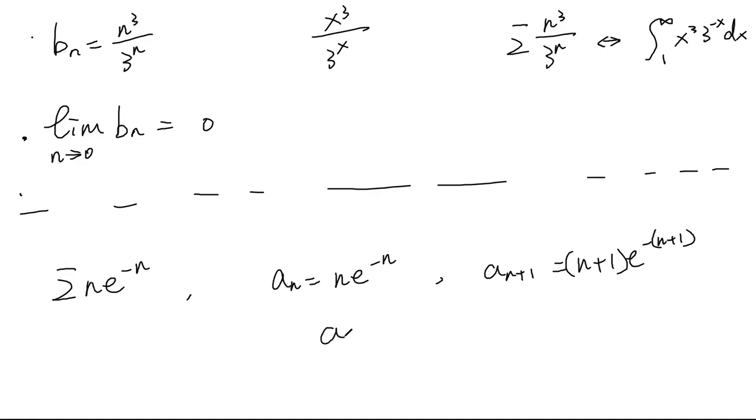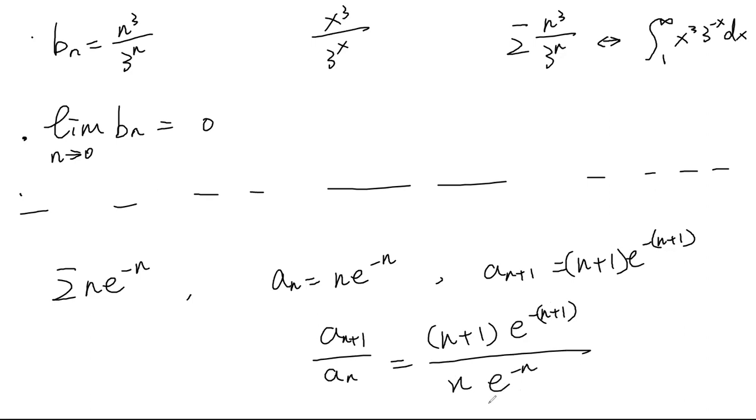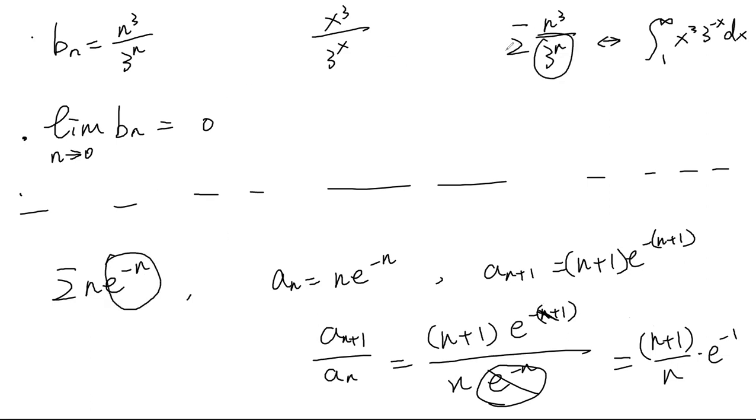And when you compute the ratio, a_{n+1} divided by a_n, e to the negative (n plus 1) divided by n times e to the negative n, you will see that this e to the negative n can be cancelled. And it can simplify this expression a lot. Like this, (n plus 1) divided by n times e to the negative n. So if in the future you see a power term like this, or maybe 3 to the n power in the series, you may want to try the ratio test first.